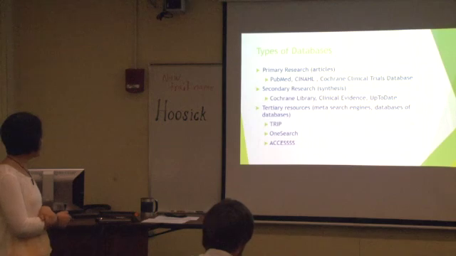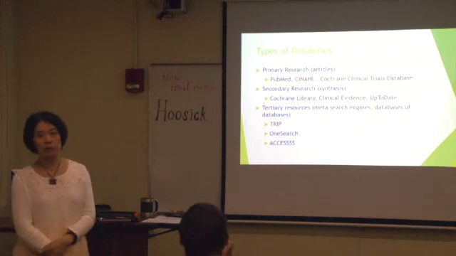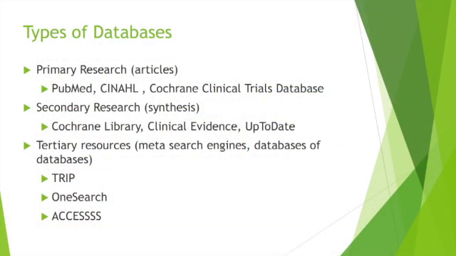So there are different types of databases. You are all familiar with primary research? Anybody know the difference between primary and secondary? What's primary research? Original research. So basically it's originally conducted, with data and everything. So these are the databases that can help you find some primary research data, including PubMed, PsycINFO and the Cochrane Clinical Trial Database.